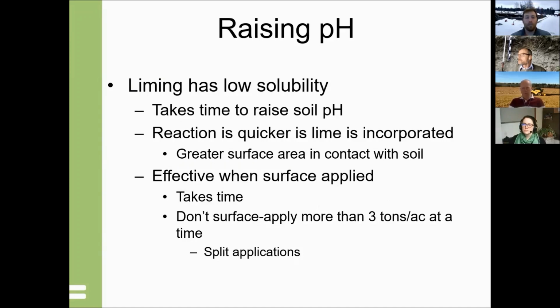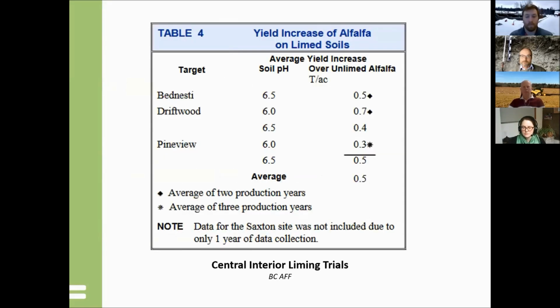One thing to note about lime is that it has a low solubility, so it does take time to raise your soil pH. It is faster if you incorporate it because there's a greater surface area in contact with the soil. But it's also effective when it's surface applied. It just takes some time. I will say if you're going to apply more than 3 tons per acre at a time, you might have to do split applications, or else you're just applying too much on the soil surface.